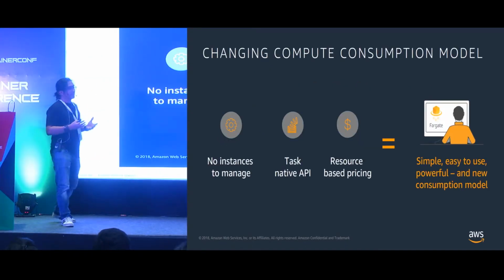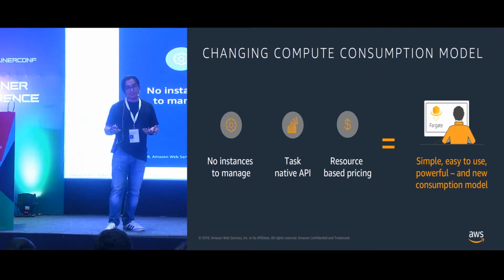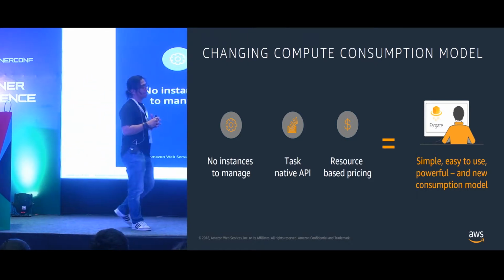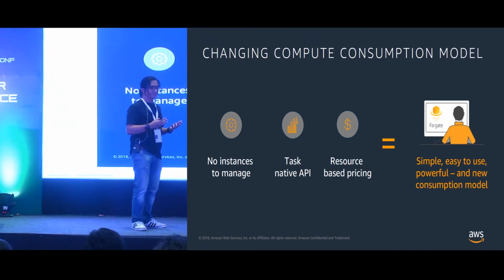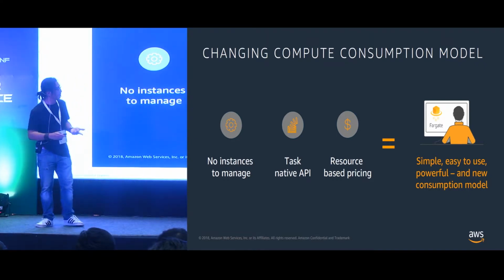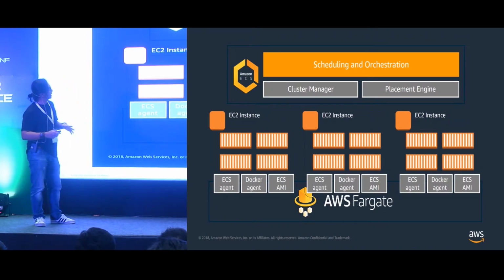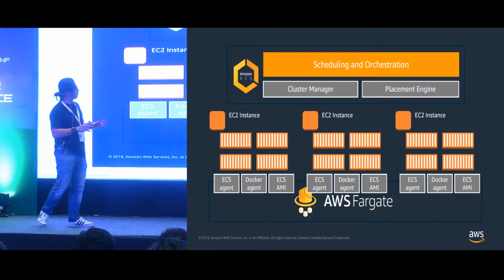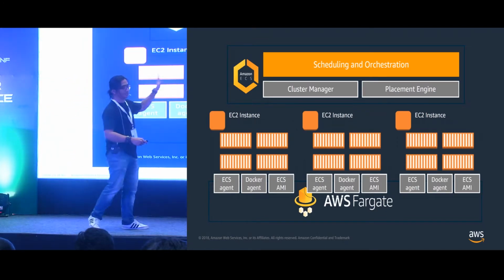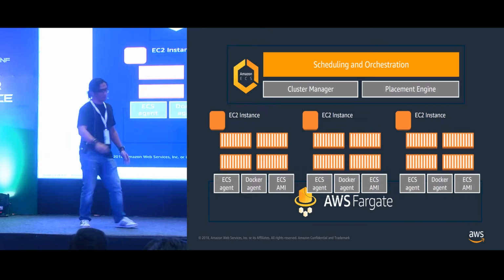So with AWS Fargate, you can see here the most benefit is there's no instance to manage. It leverages the task native API, and it gives you a different pricing, which is resource based. So with Fargate, you only need to define your CPU and memory allocation. I don't think this slide works. It's supposed to show that with Fargate, you don't need to manage all those EC2 instances. It's all being handled by AWS Fargate.